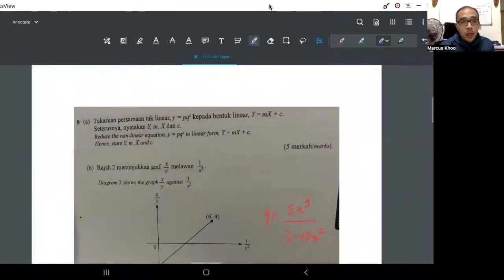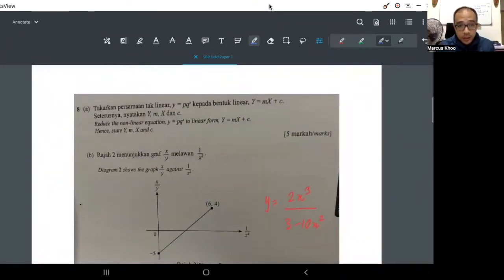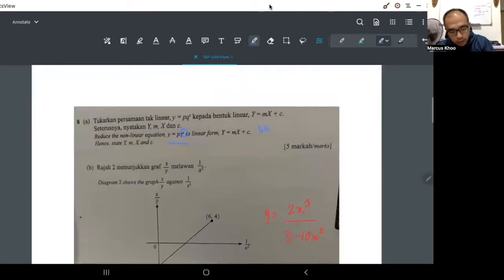All right, question number 8. This is a linear law question. So reduce the non-linear equation to the linear form y equals mx plus c. Now, since the x is a power, if there is a power and the power is an unknown, usually this will involve log. So you want to have log y equals log pq to the power of x. And then this I leave to you.